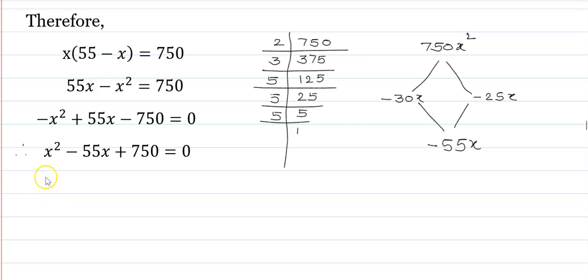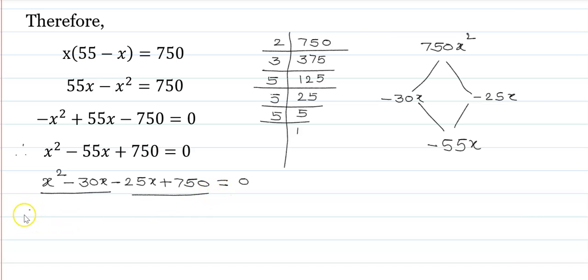And therefore, here x square minus 30x minus 25x plus 750, and that equals 0. Now here we have the two groups. Therefore, take x as a common. x minus 30 in first bracket, minus 25 in bracket x minus 30, that equals 0.